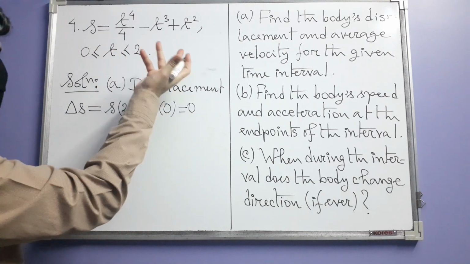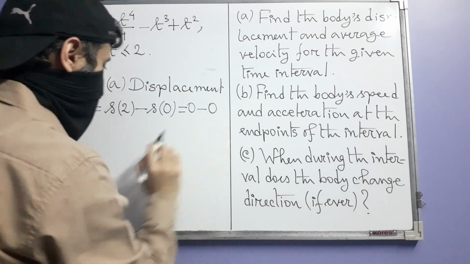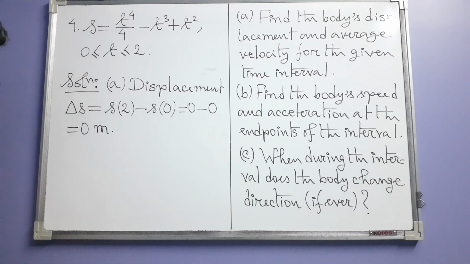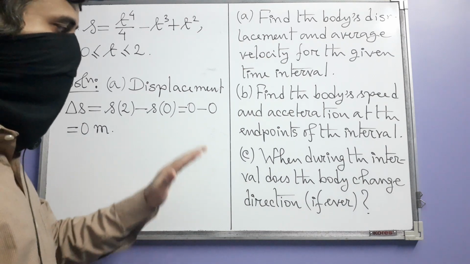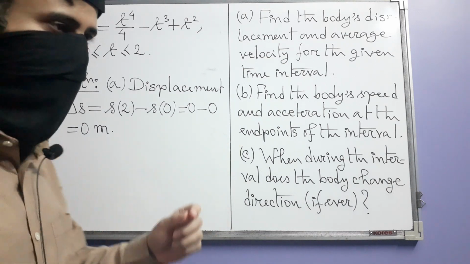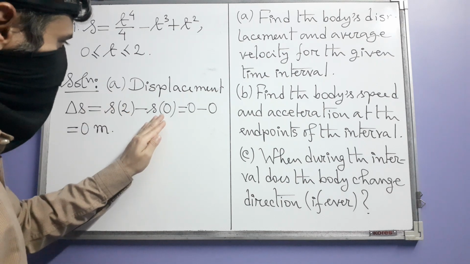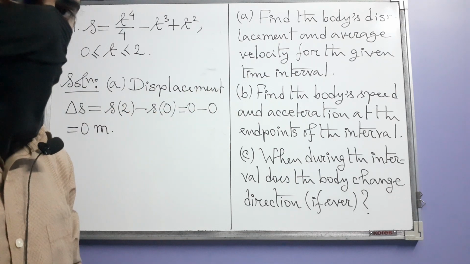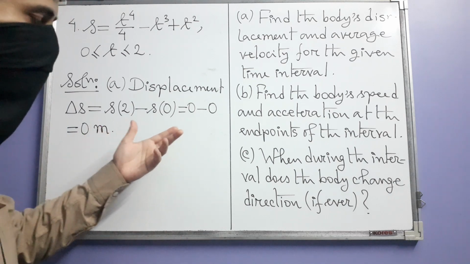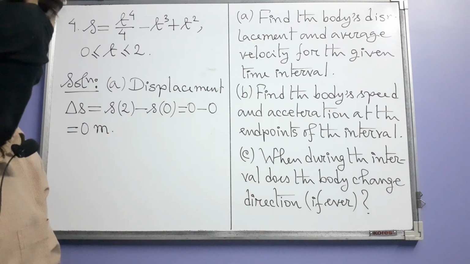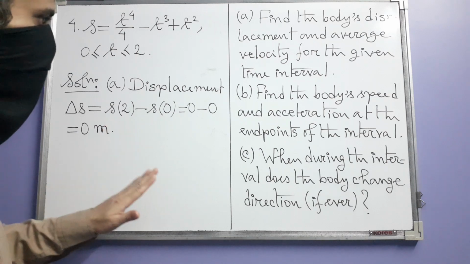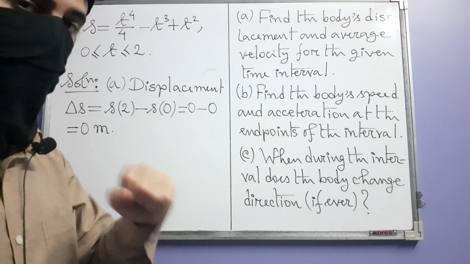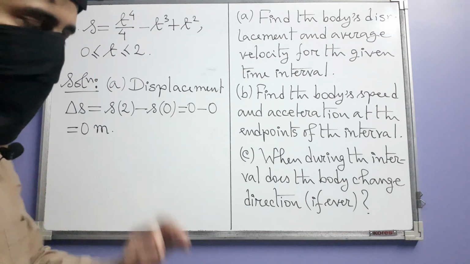And s of 0, of course, is 0. So this is 0 meter. The body may have moved during this interval, but where it initially was, when time was 0, it came back to that position. That is why the net displacement, or simply displacement, is 0. Displacement 0 does not mean that the body was standstill. No. It may have moved, but it came back to that exact initial position.